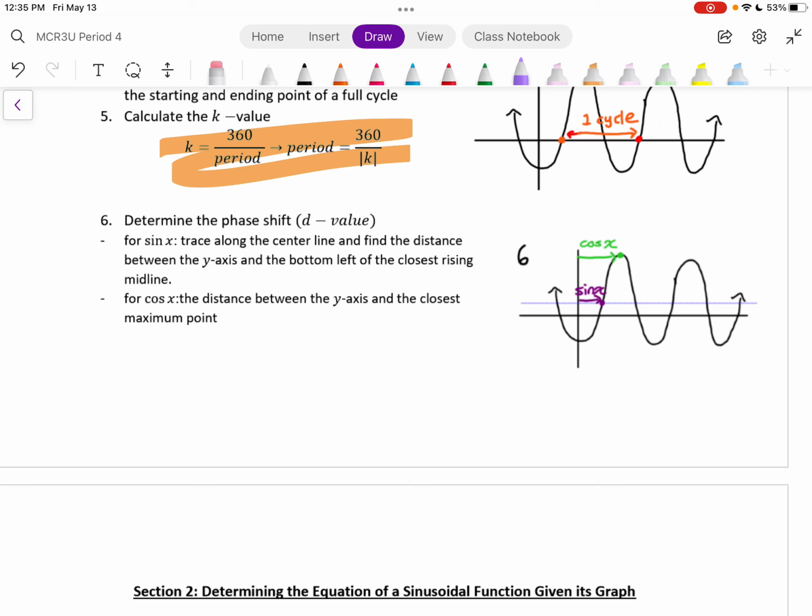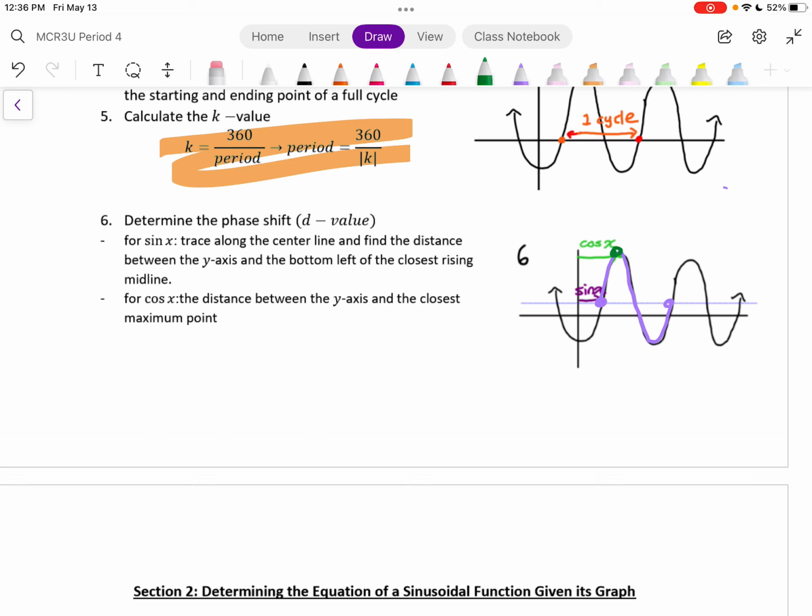So for sine x, trace along the center line and find the distance between the y-axis and the bottom left closest rising to the midline. So if you find the axis, just go and find the closest point there is to 0. So in this situation, it was this one. Go up. This is one of our circles.